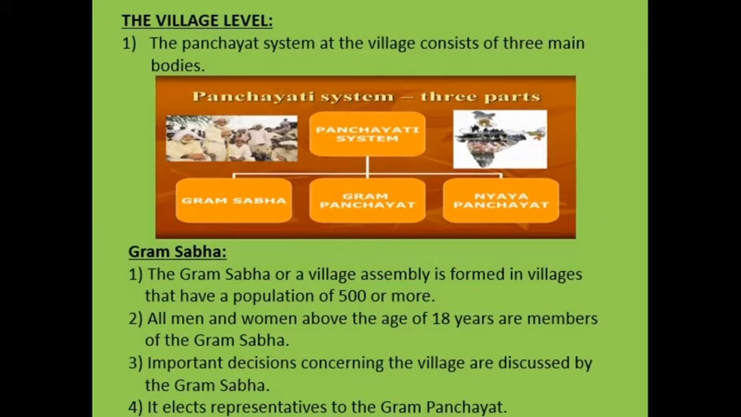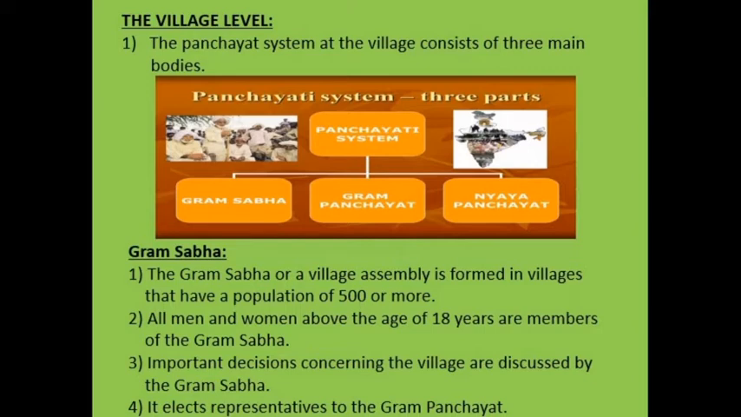The panchayat system at the village level consists of three main bodies. Observe the flowchart, children: Gram Sabha, Gram Panchayat and Nyaya Panchayat. Already we have discussed in detail the composition, functions and sources of income of Gram Panchayat. I think it's very much clear to you all. Now we are left with two other bodies to be discussed. They are Gram Sabha and Nyaya Panchayat.